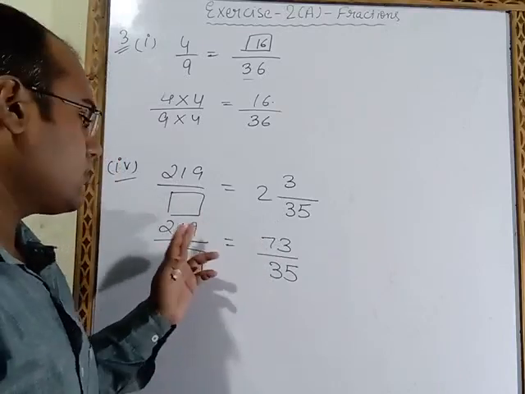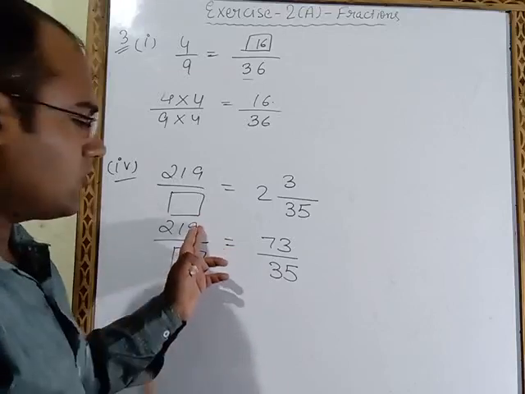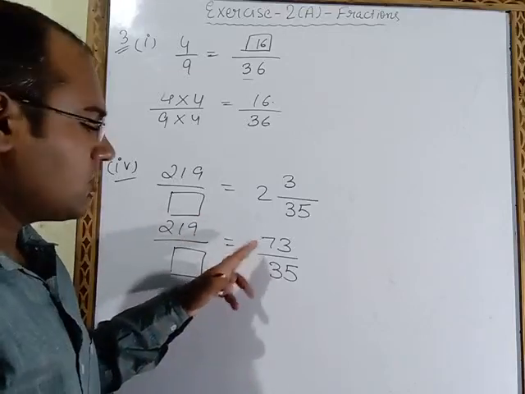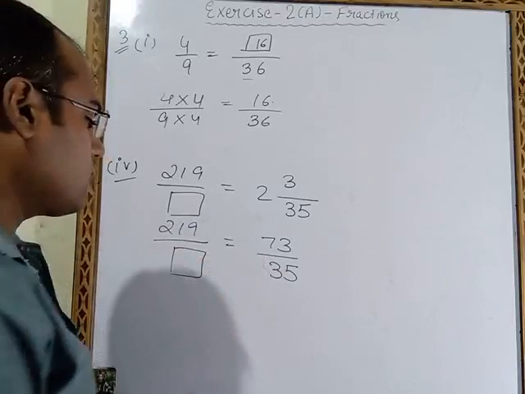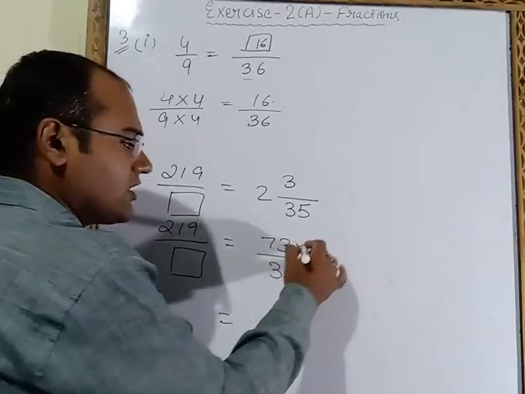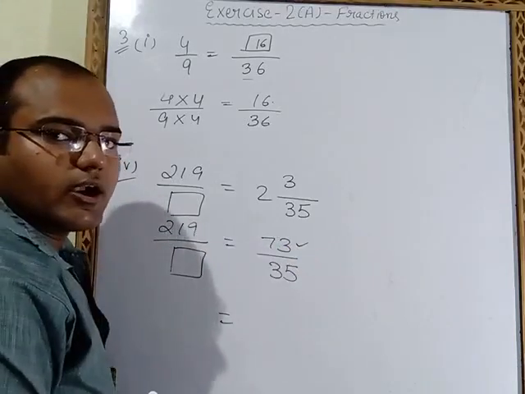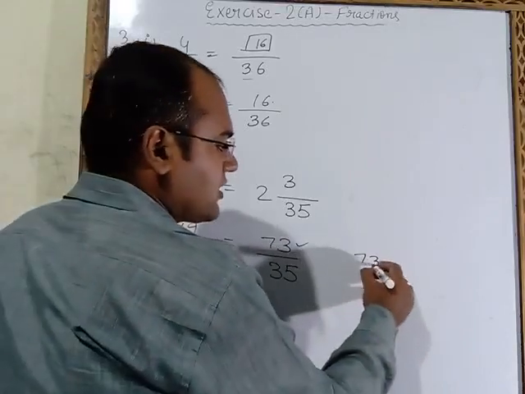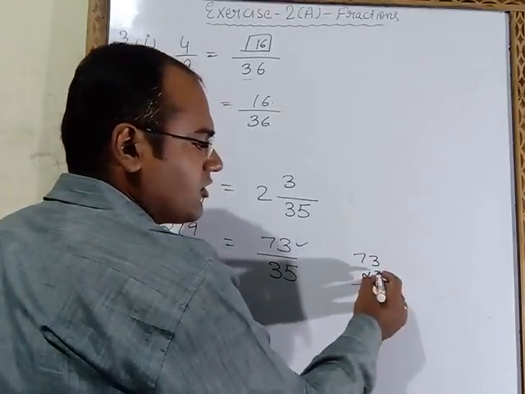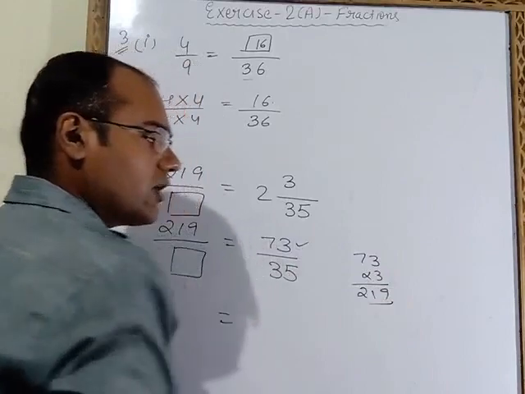Numerator we know. This is the numerator. On the left side also we know and on the right side also we know. Denominator we don't know. So what we have to do? With the help of 73 we have to make 219. So if we multiply 73 with 3, the answer will be 219.